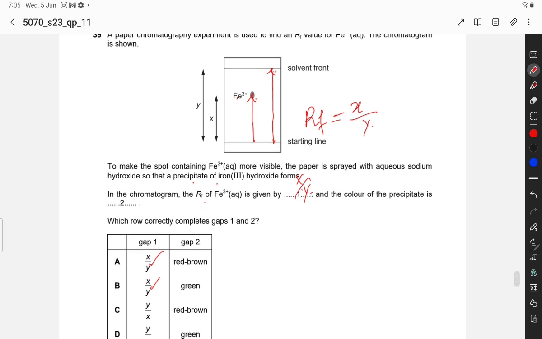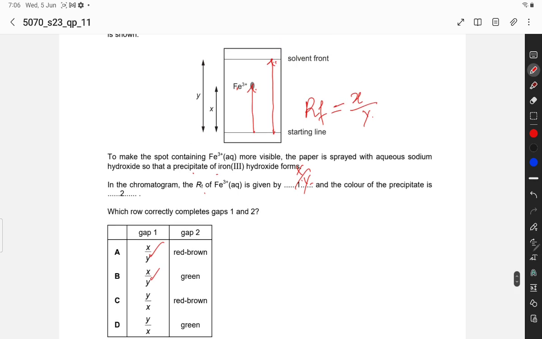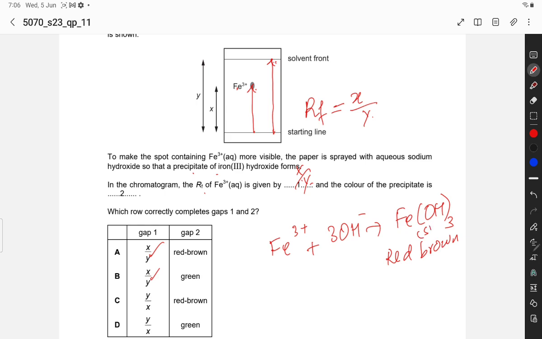And the color of the precipitate: iron 3 reacts with sodium hydroxide to form Fe(OH)3, and the color is a red brown precipitate. So A option is the correct option.